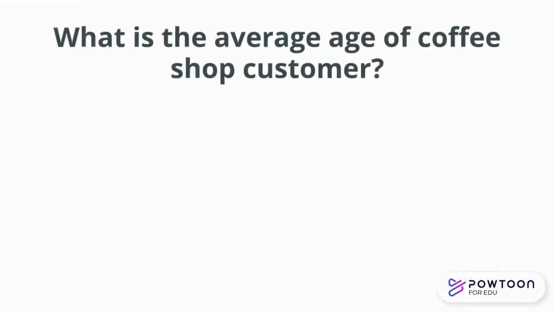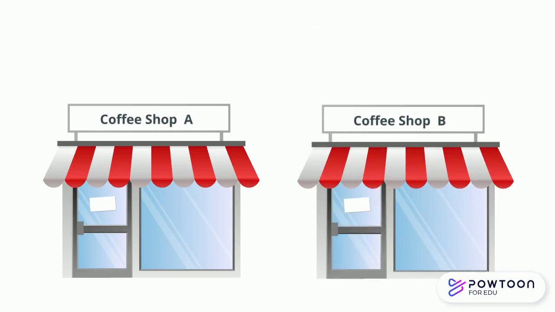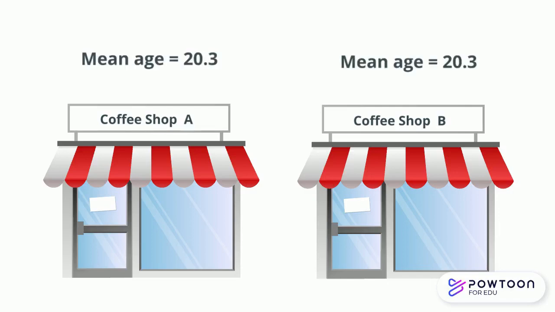So why is standard deviation important to know? Well, imagine we're surveying 2 different coffee shops and we want to know the average age of those inside. Both of these coffee shops have identical mean ages of customer at just over 20 years old. So if we focus just on the mean, we might be tempted to say both coffee shops had practically identical customers in terms of age.